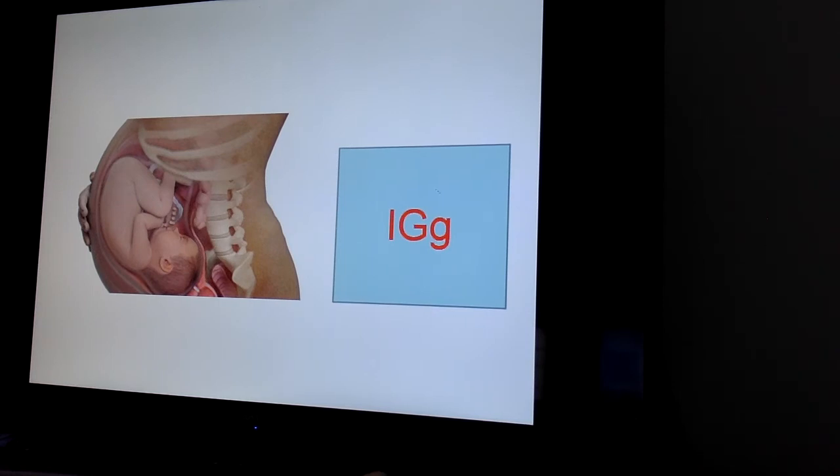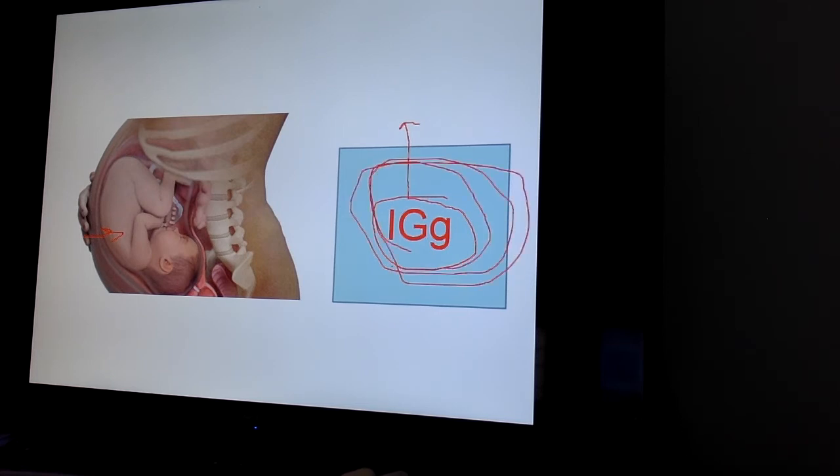Have you ever thought about, now we talked about IgG, but did you think about pregnancy? IgG is the antibody that is produced and can be transferred through the placenta. So we have to be careful because this disease can be transmitted to the baby, because the main antibody is IgG.